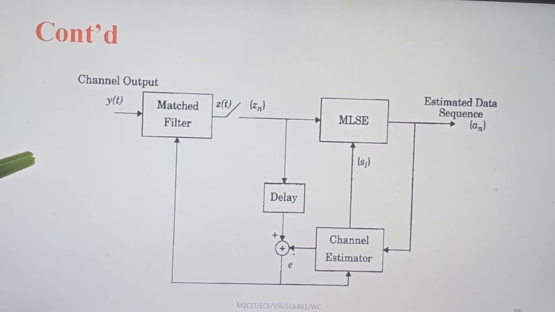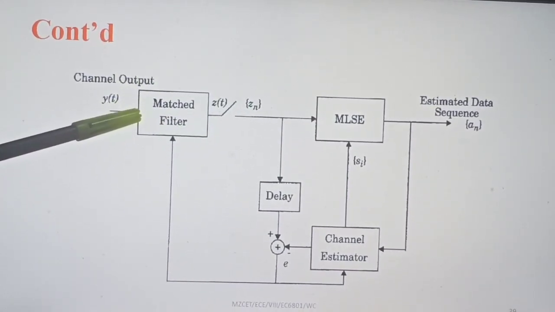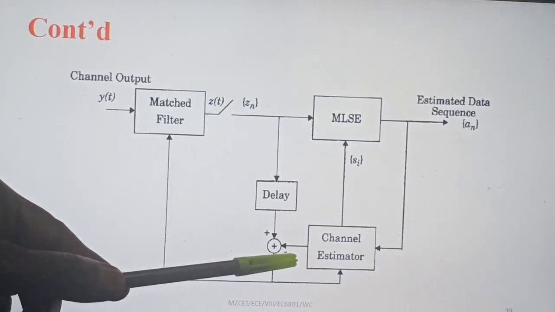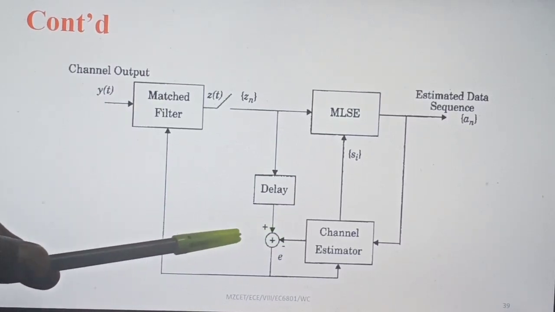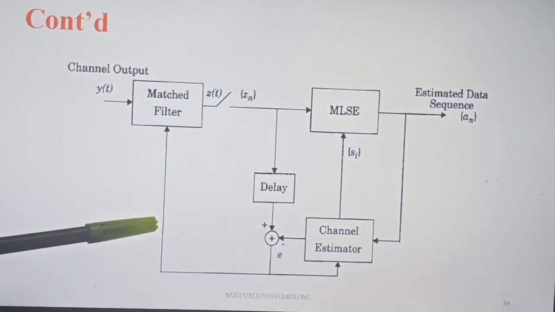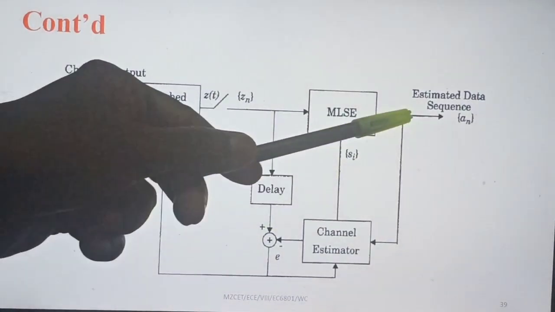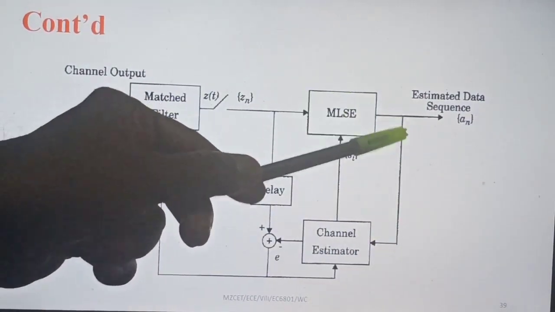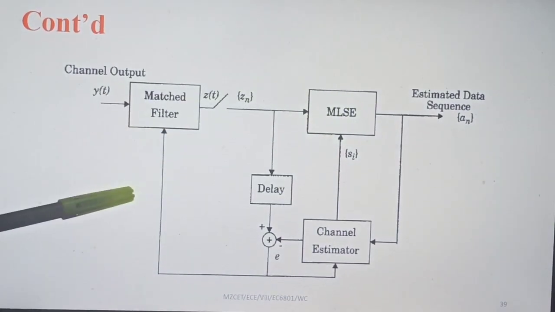This is the diagram of the MLSE equalizer. The matched filter acts as the feed-forward filter. The channel estimator acts as the feedback filter. The channel estimator is used to track the change in the behavior of the channel by comparing the current output and the previous outputs coming from the decision maker. Here MLSE acts as the decision maker.